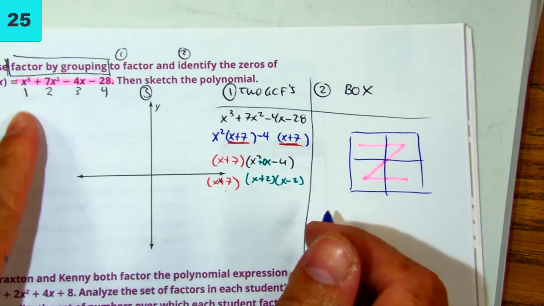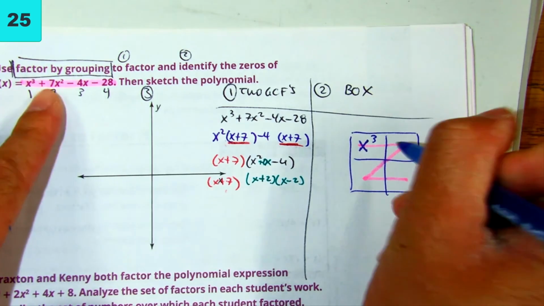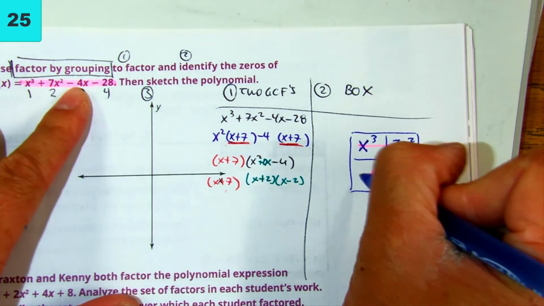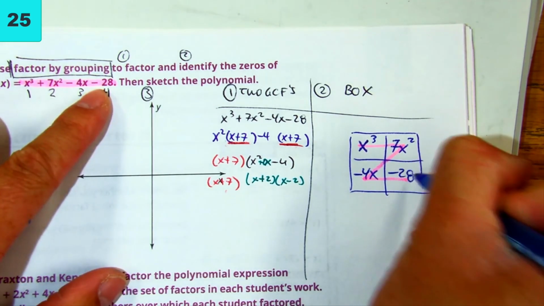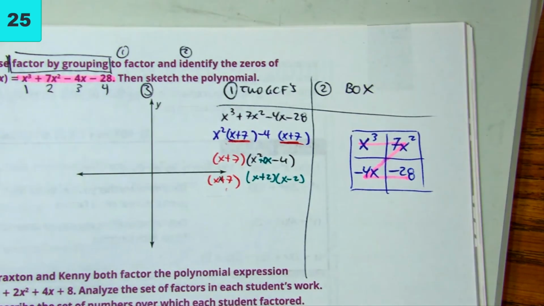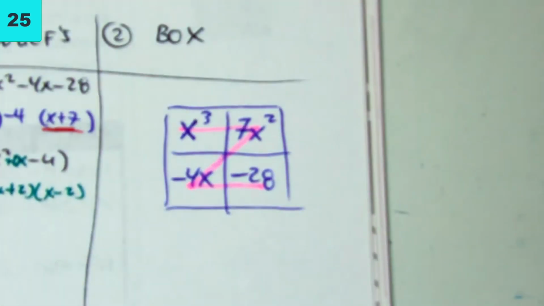So I'm going to write x cubed, 7x squared, negative 4x, and negative 28. And why the box method is really popular with students is because we've been using the Xbox method of factoring. And we're basically going to do the same thing.